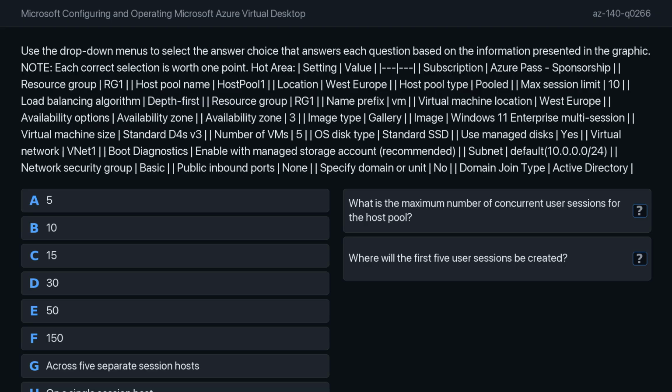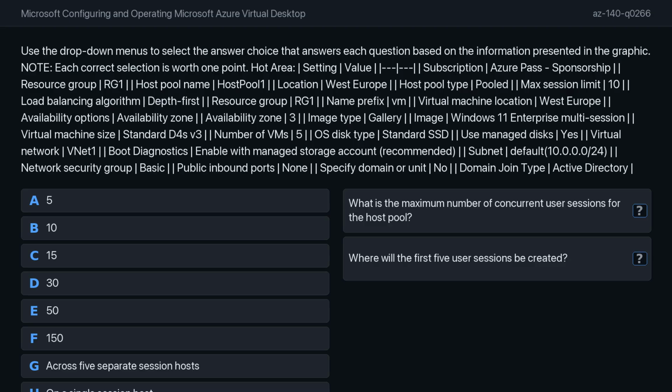Row 5, Host Pool Type, Pooled. Row 6, Max Session Limit, 10. Row 7, Load Balancing Algorithm, Depth First. Row 8, Resource Group, RG1. Row 9, Name Prefix, VM. Row 10, Virtual Machine Location, West Europe.